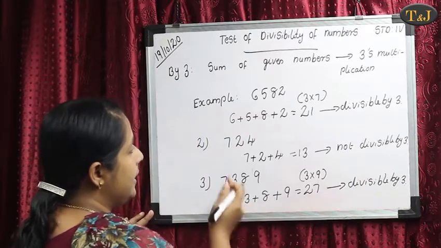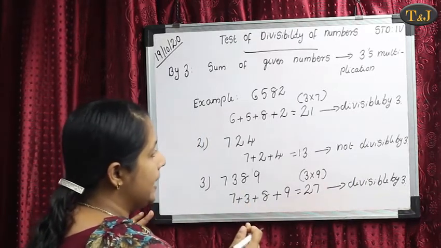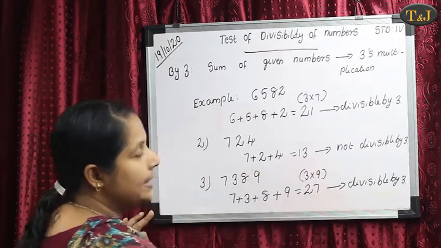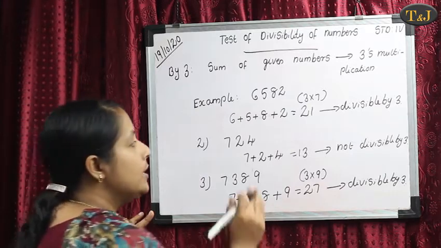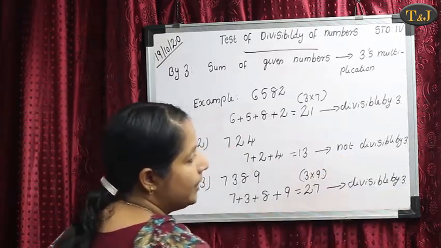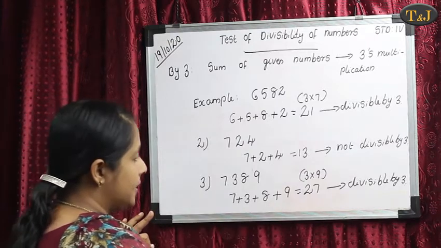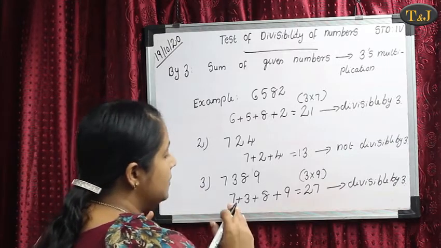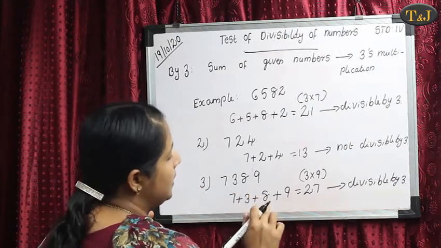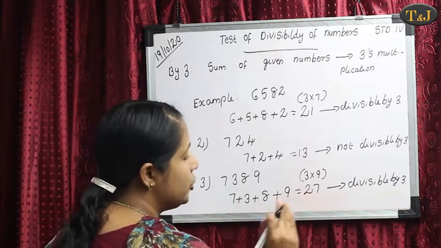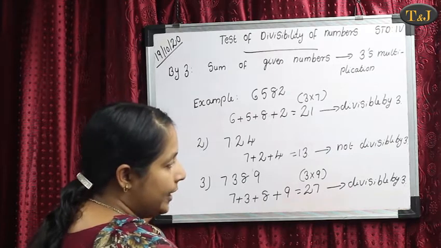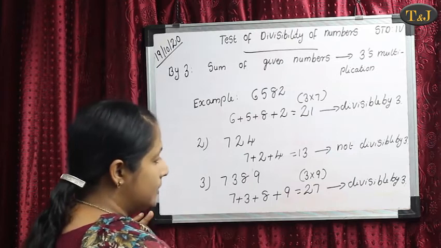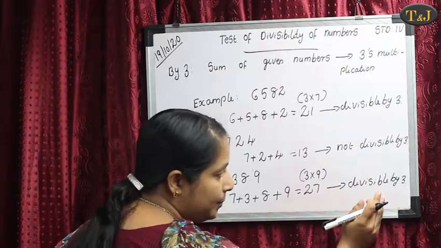Then our second example, take the number 724. We add 7 plus 2 plus 4, then we get 13. Is 13 included in 3's table? No. So 724 is not divisible by the number 3. Then our last example, take the number 7389. First we add 7 plus 3 plus 8 plus 9. Then we get the answer 27. The 27 is included in 3's table. That means 3 nines are 27. So the number 7389 is divisible by the number 3.